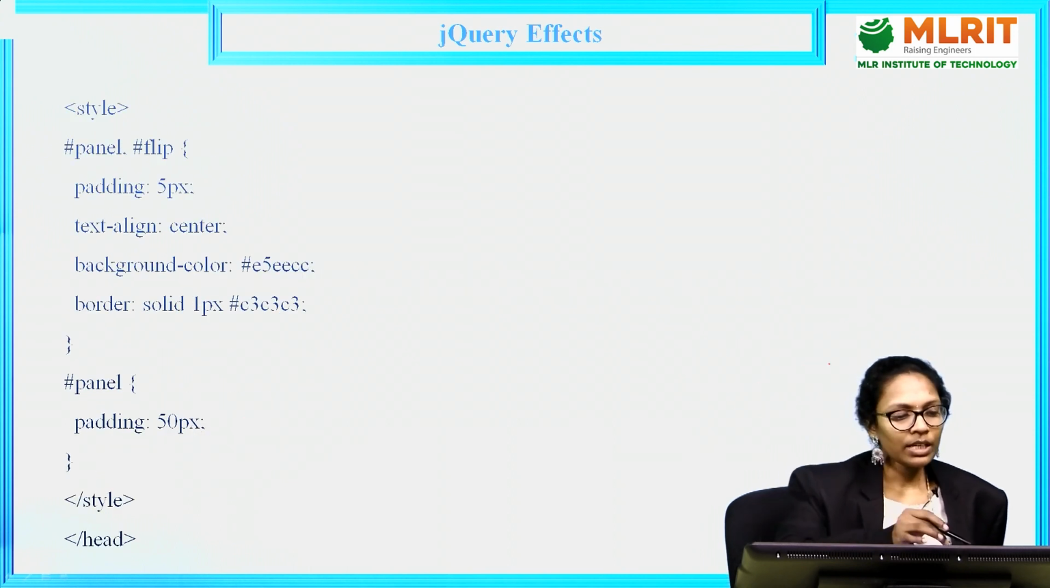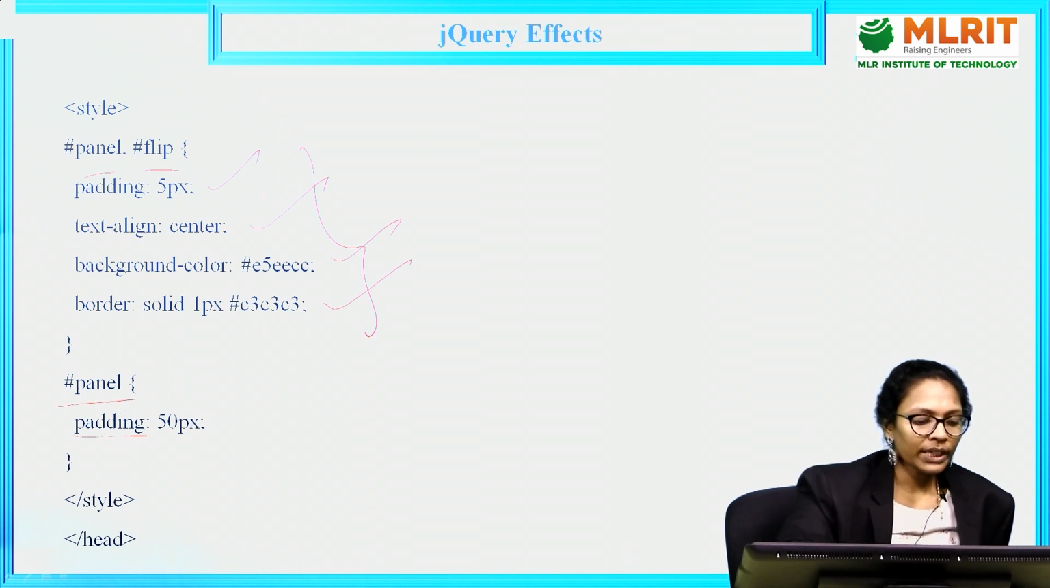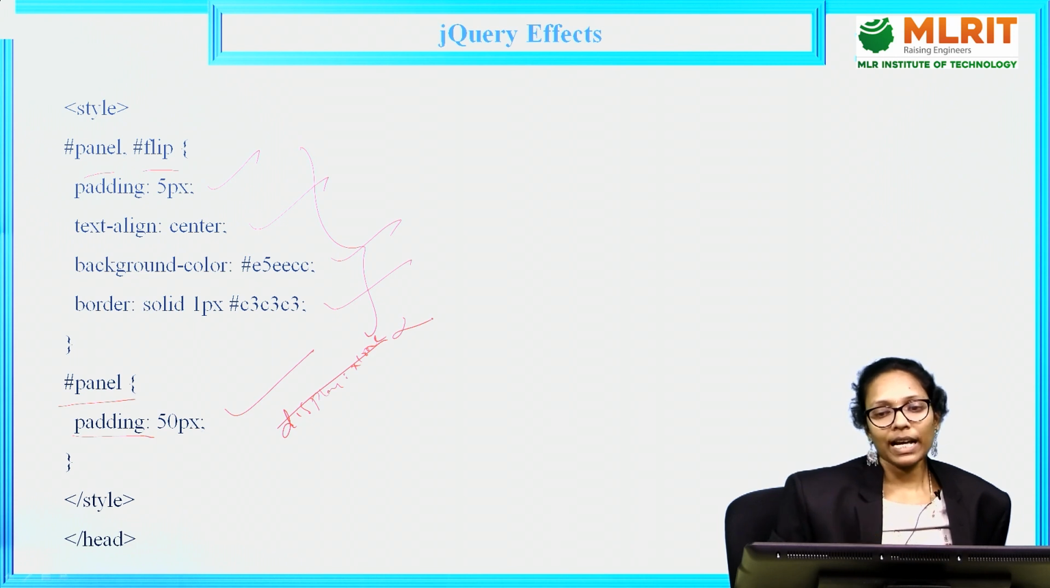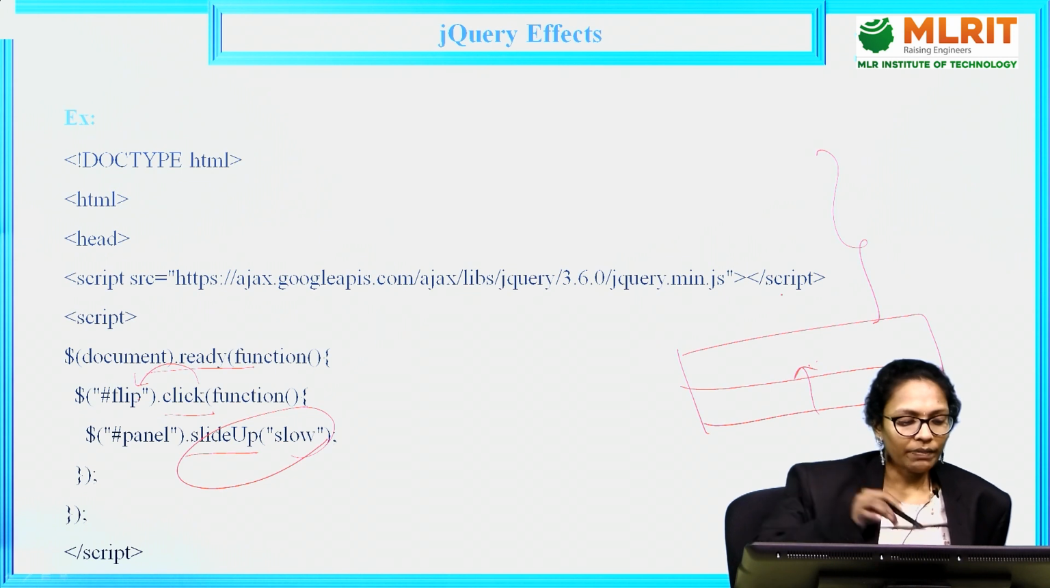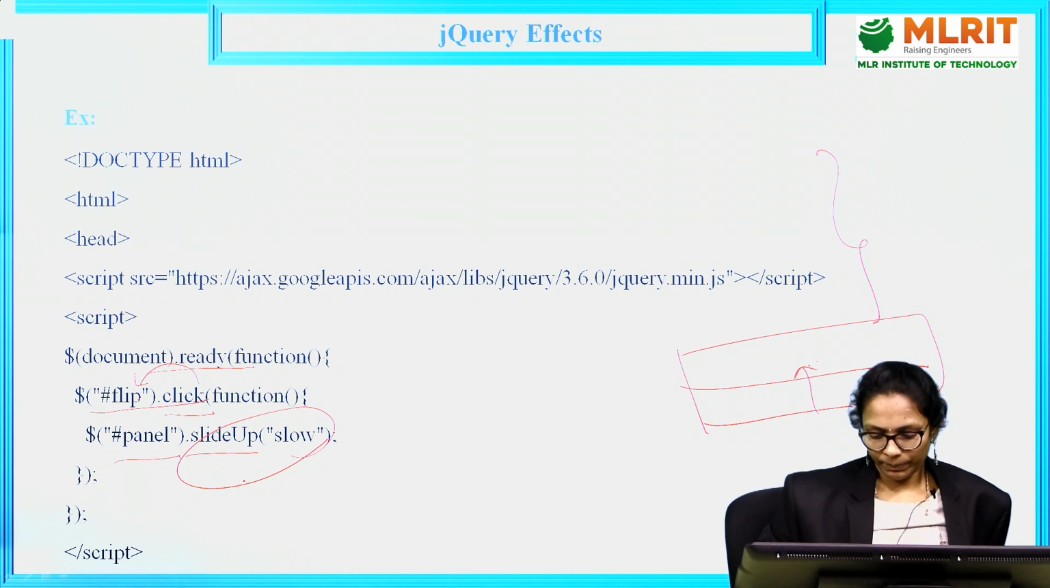Same styles here for panel and flip: padding, text alignment, background color, border solid. But coming to the panel, I am only giving the padding. Display value I am not giving. Previously we have given display as none, but now I am not giving anything. If I don't specify display as none, initially I will get the 2 divisions, the first flip division and the panel division also. But what is our code? If I click on this flip division, this panel division should slide up.